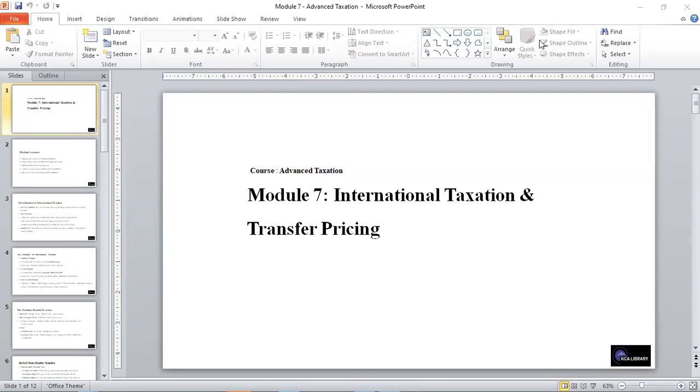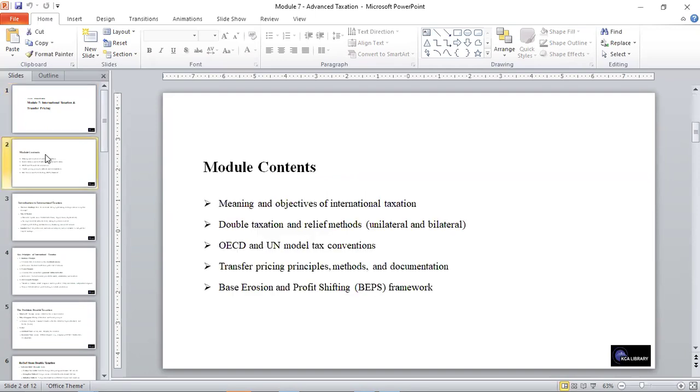We'll be talking about international taxation and transfer pricing. And we will look at the meaning and objective of international taxation, double taxation and relief method, the OECD and UN model tax convention, the transfer pricing principle, method and documentation, and base erosion and profit shifting framework.